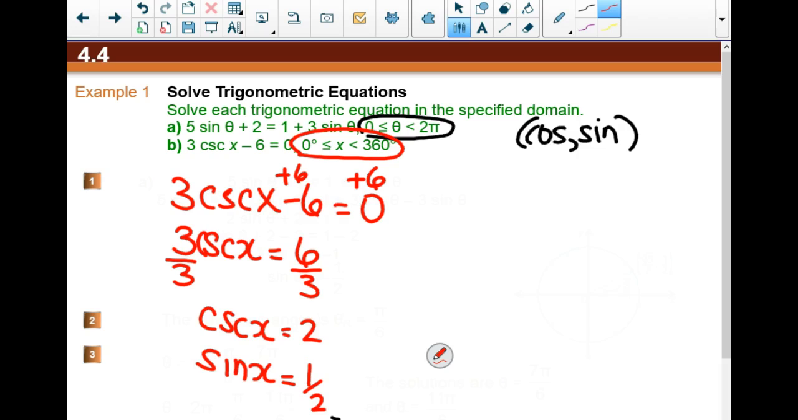What is it? 30 degrees and 150 degrees is your answer.